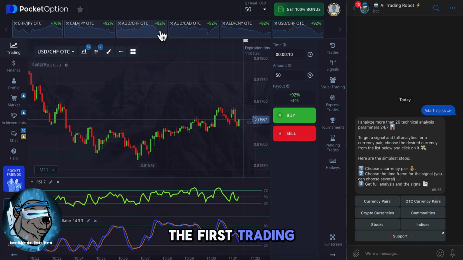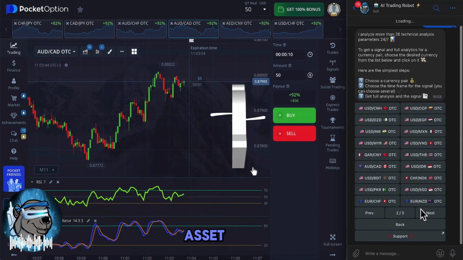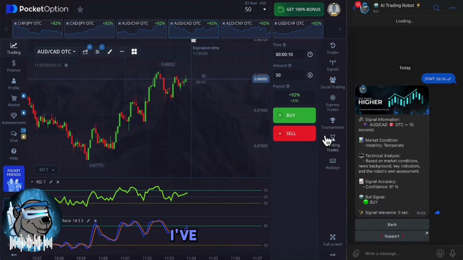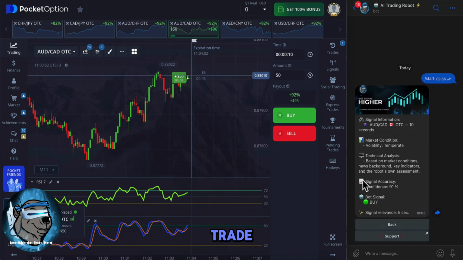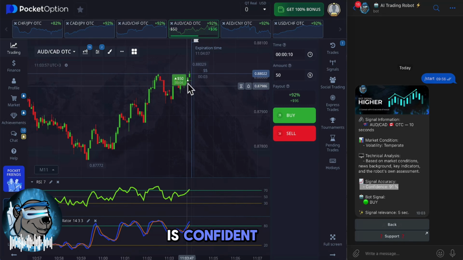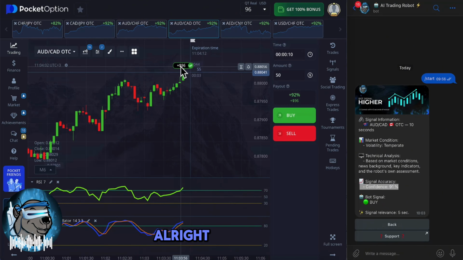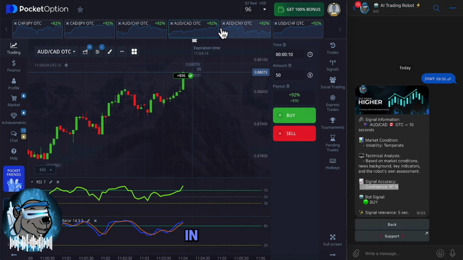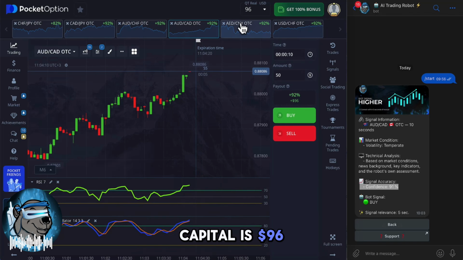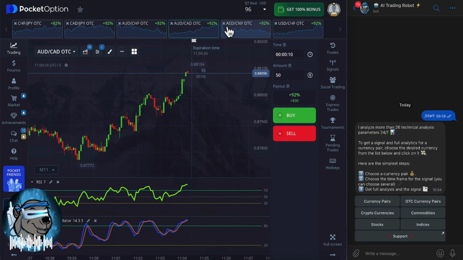We'll begin with the first trading asset, Australian dollar and Canadian dollar. I'm opening this asset on the trading robot. I select it and press the signal for 10 seconds. I've received the signal and I'm opening a buy trade. The accuracy of this signal is 91%. The trading robot is confident that the price will rise, and with this asset we should make a profit right now. Alright, that's great. I made $46 in net profit, where my initial capital was $50 and now my capital is $96. That's a truly excellent result, and we can move on to the very next asset.